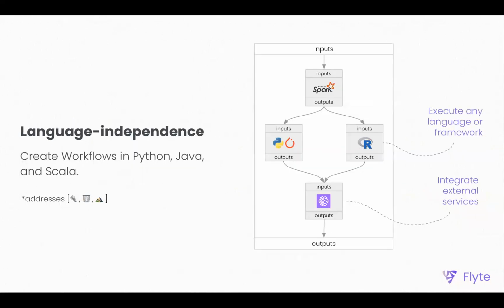Another huge thing that Flyte has is language and framework independence. Today, Flyte has SDKs in Python, Java, and Scala. There's a fairly new one in JavaScript as well, but Python is the most mature one. That's the one that is most maintained, and the core Union AI team maintains.